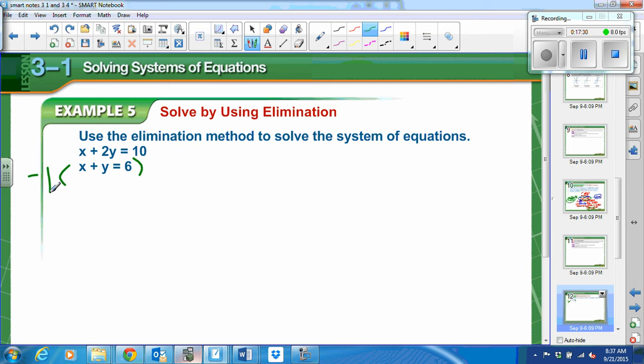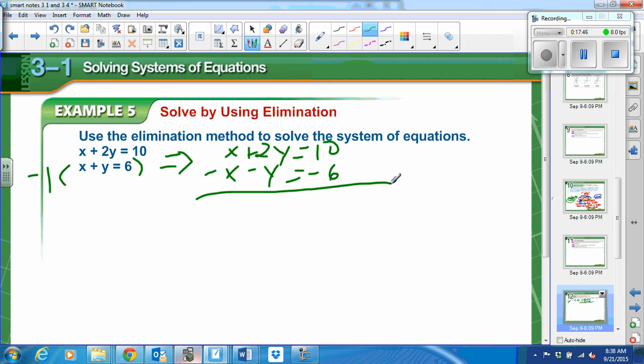So I'm going to multiply that bottom equation by negative 1. I haven't touched the top equation. I just get x plus 2y equals 10, and then negative x minus y equals negative 6. And now we add them. x plus negative x is 0. They're gone. 2y plus negative y is y. 10 plus negative 6 is 4. So we now have that y equals 4.